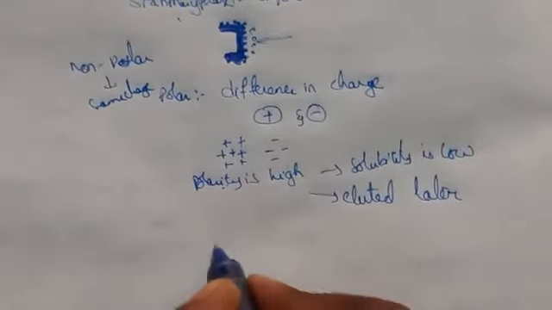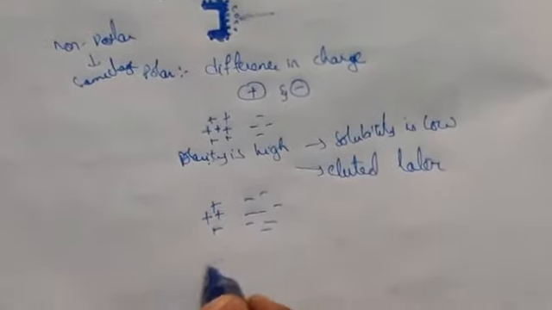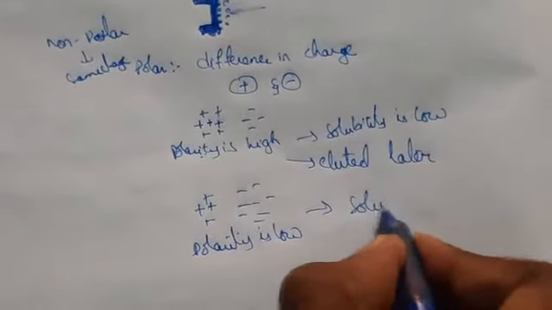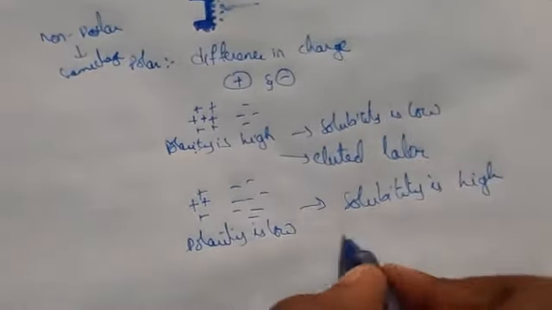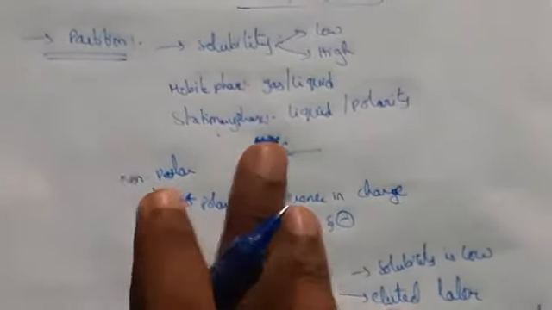Coming to the other case, if the positive charge is less and the negative charge is more, then what happens? Polarity is low. We can easily separate the molecules. Solubility will be high, so it is eluted faster. This is nothing but polarity. As we are discussing partition here, partition mainly depends upon solubility. This is the reason how the partition happens.